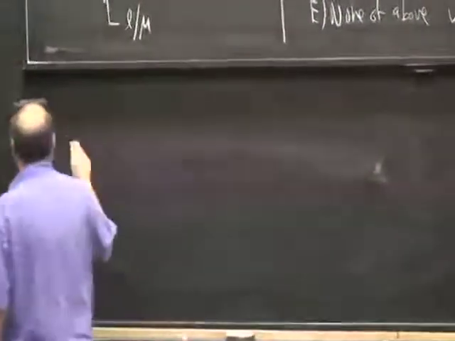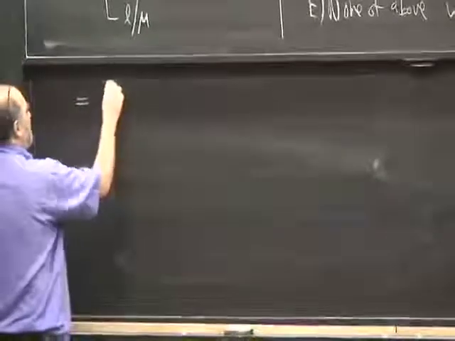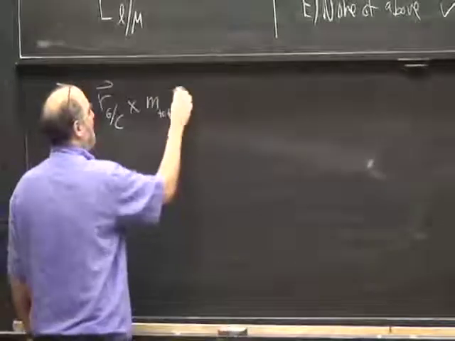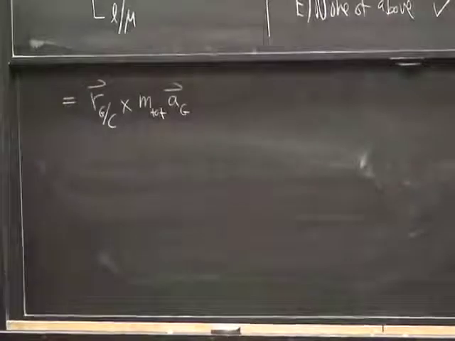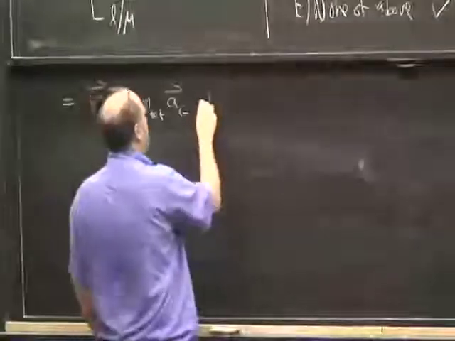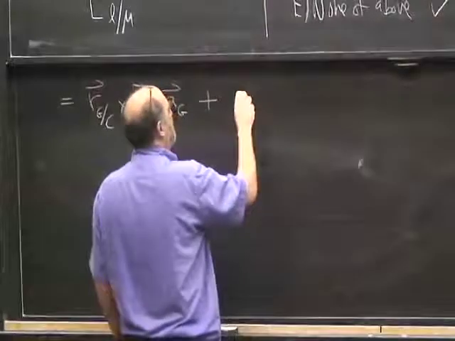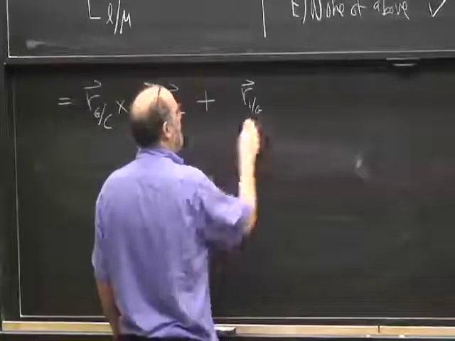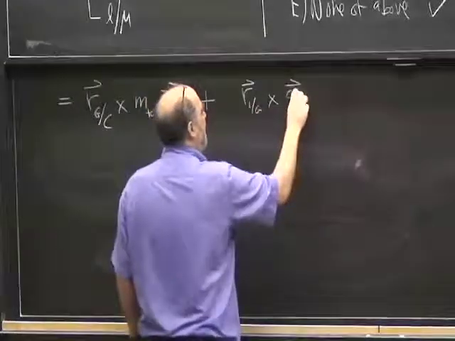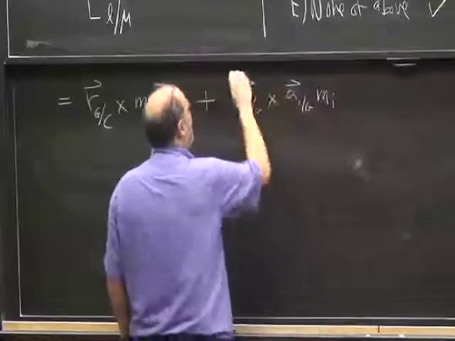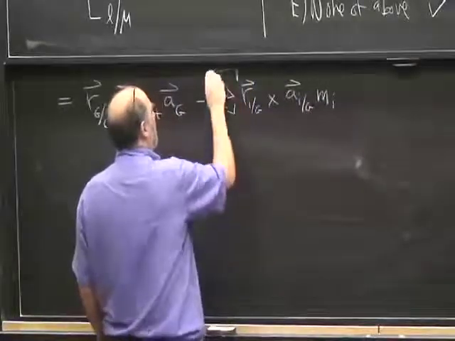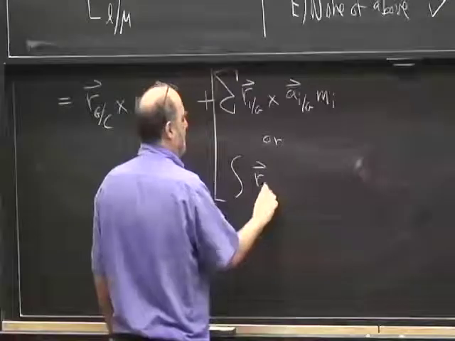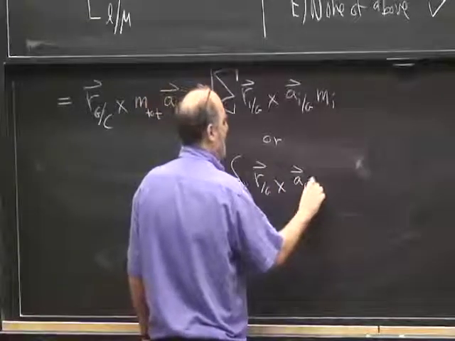So what is the general result here? The general result is that we have the position of the center of mass relative to this point C crossed with the total mass of the system times the acceleration of the center of mass. And that's just what we used in the car problem, plus another term. And that other term is the position of all of the particles relative to the center of mass crossed with the acceleration of each of those particles relative to the center of mass, multiplied by the mass, added up over all the particles. Or we could write the continuum version of it, which is the position relative to G crossed with the acceleration relative to G, added up over dm.